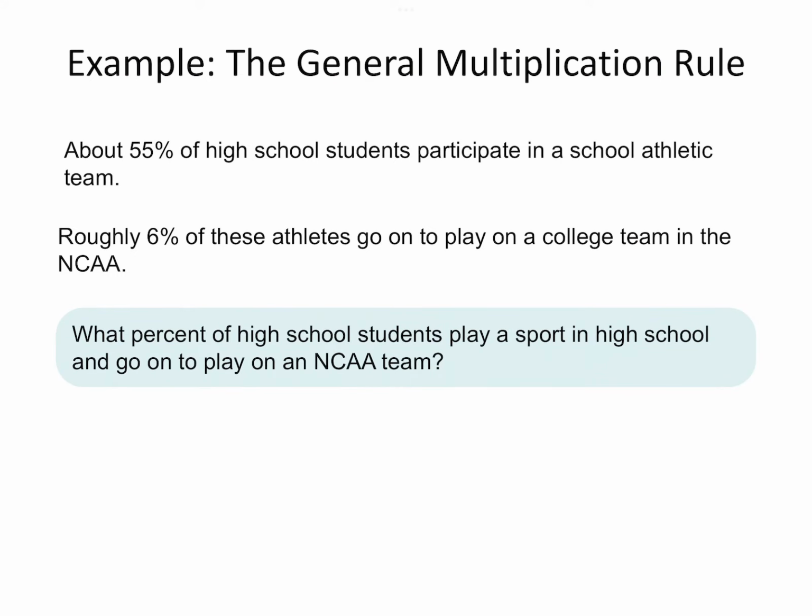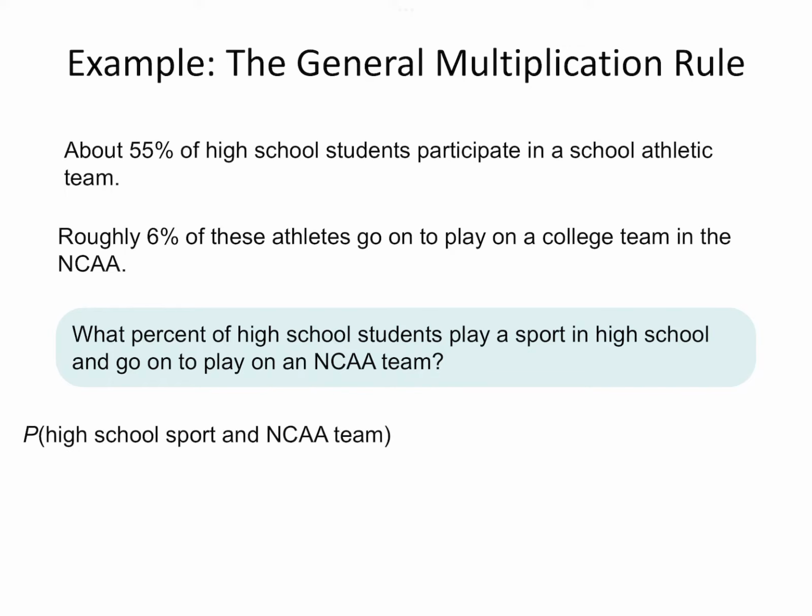So if I look at an example of the general multiplication rule, we have about 55% of high school students participate in a school athletic team. Roughly 6% of those athletes go on to play on a college team in the NCAA. So we want to know what percent of high school students play a sport in high school and go on to play on their NCAA team. So we want the and.